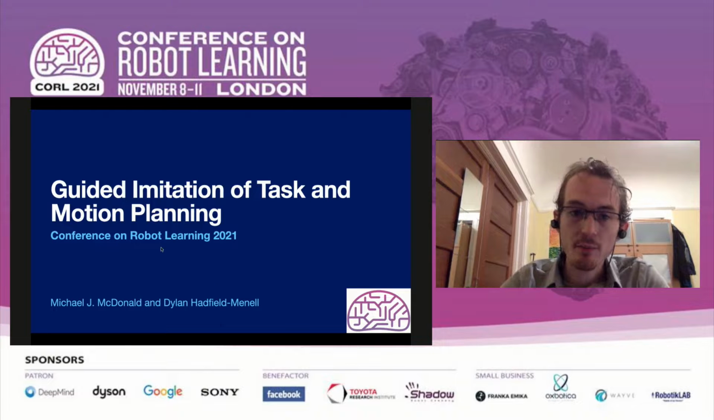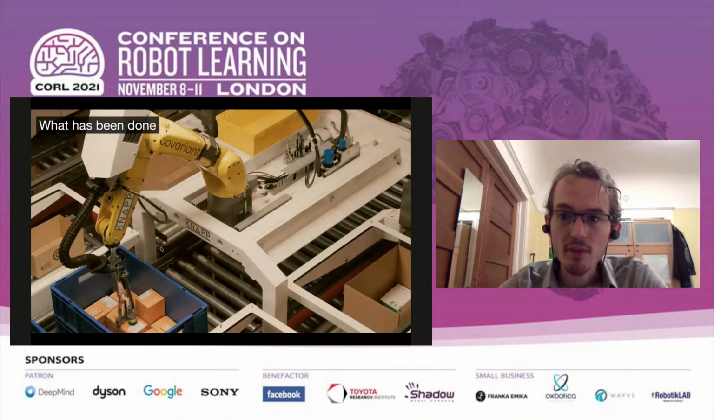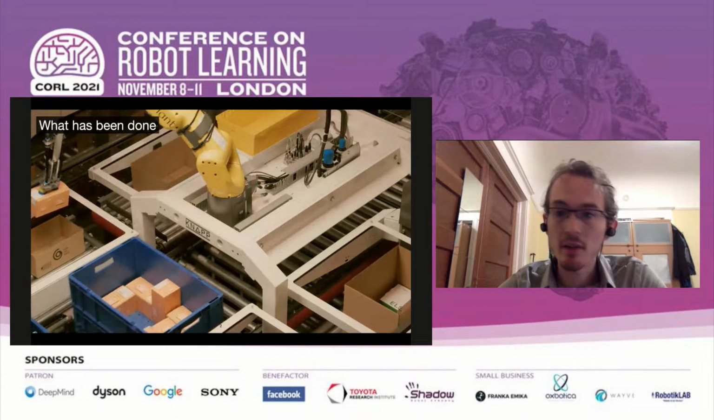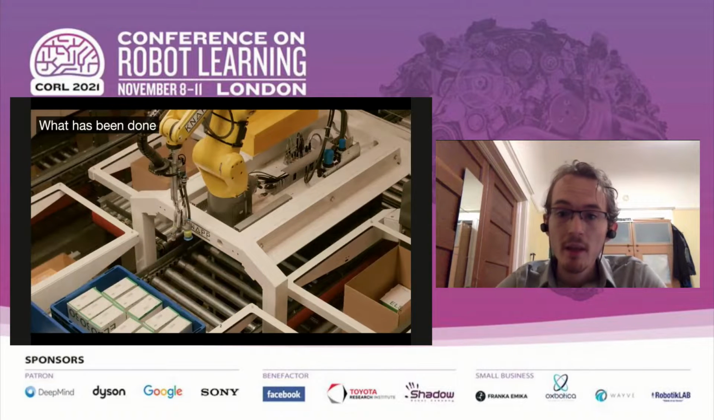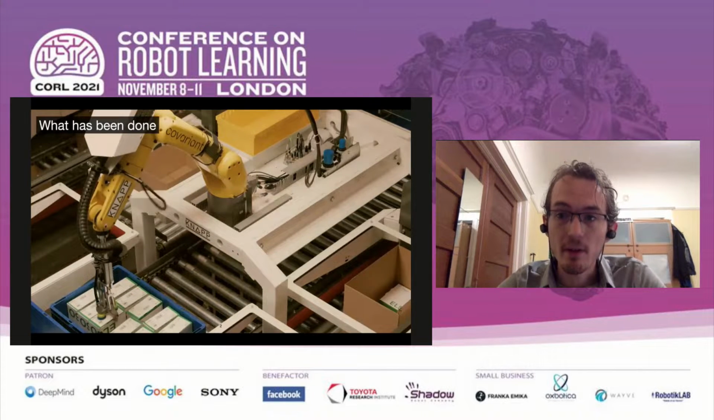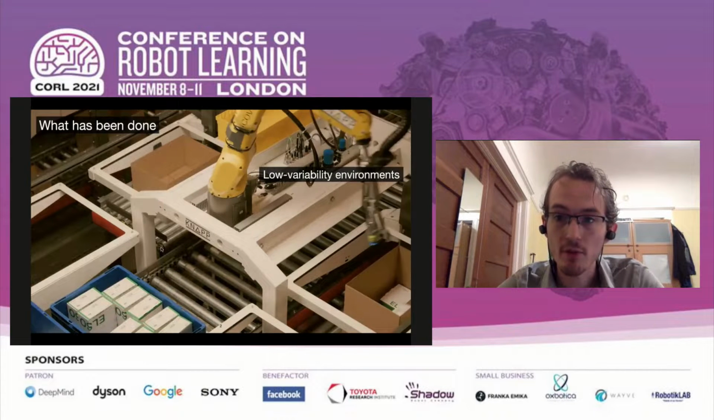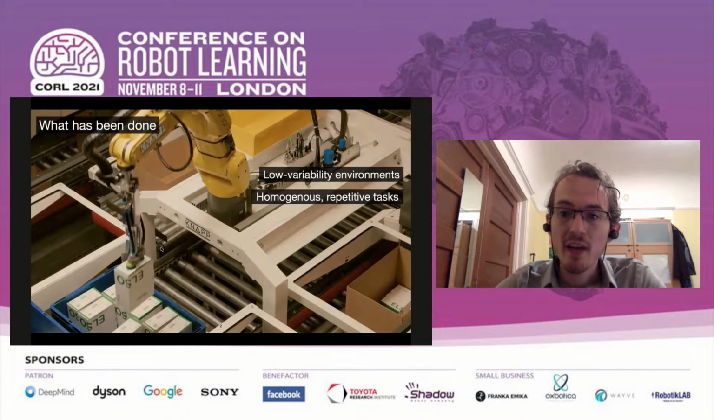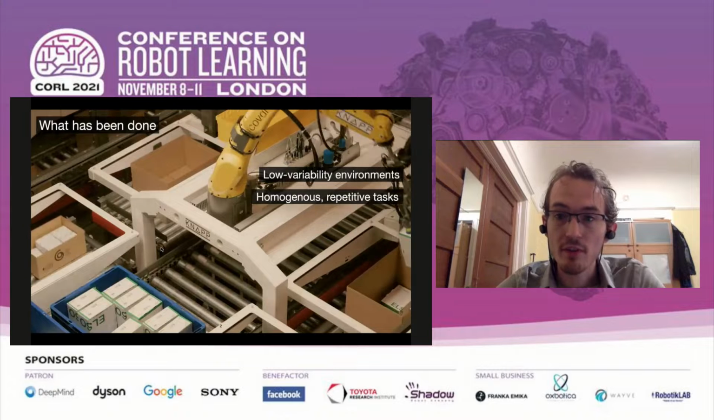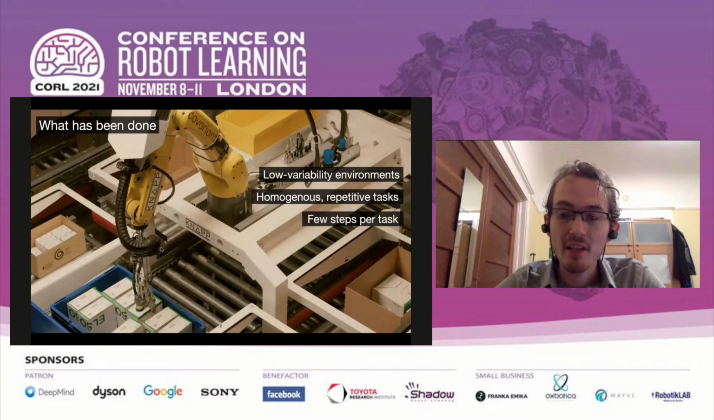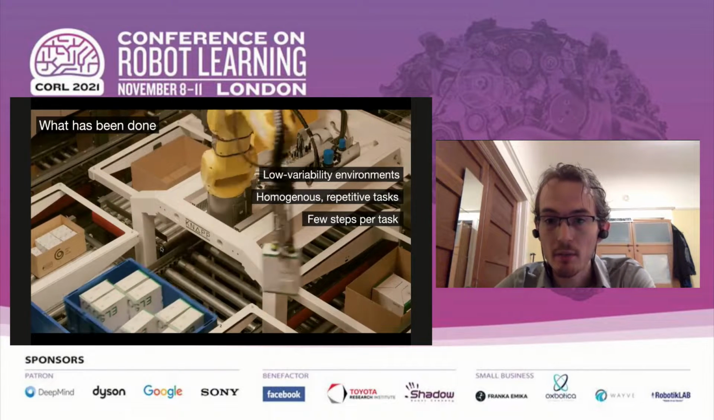Let's set the stage. In recent years, we've seen an impressive expansion of both robotics and AI into automating industrial settings. These are still limited to scenarios like we see here though, environments where you have very low variability in the configurations the robot might encounter. The tasks themselves are mostly small variants of the same basic motion, and the tasks only need a few steps in order to be accomplished.